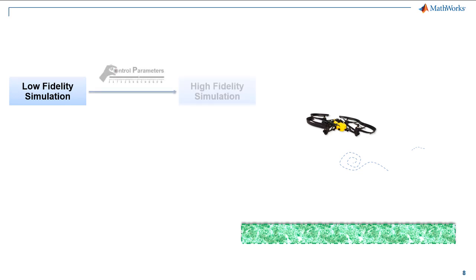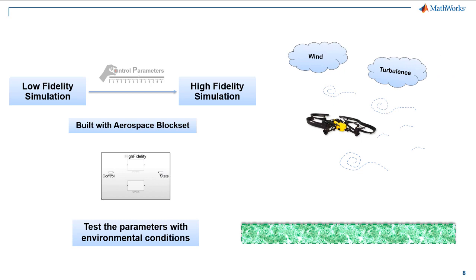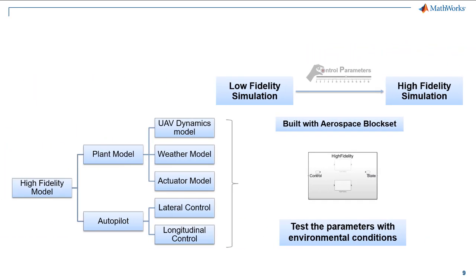Once the flight behavior satisfies the design specifications in the low-fidelity model, we can test the same control parameters with a higher-fidelity aerodynamic model based on Aerospace Blockset. Aerospace Blockset lets you represent the behavior of a UAV in a more realistic flight environment by including validated environment models for the atmosphere, gravity, wind, and more.